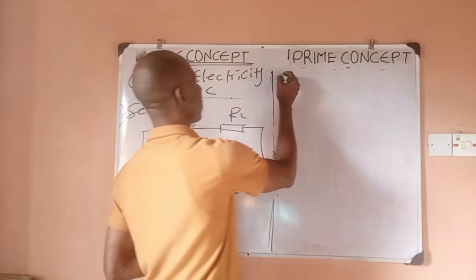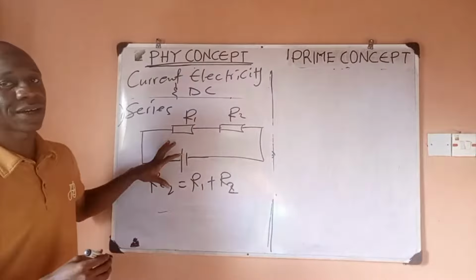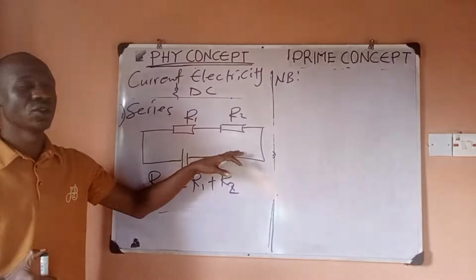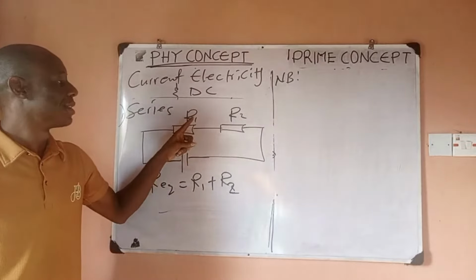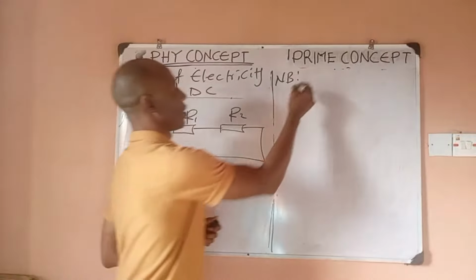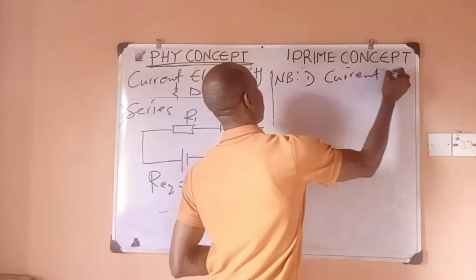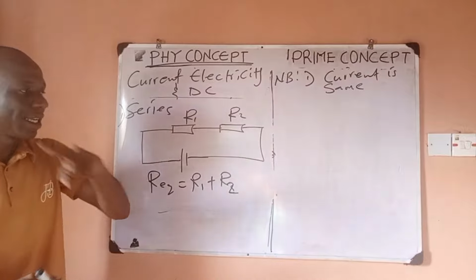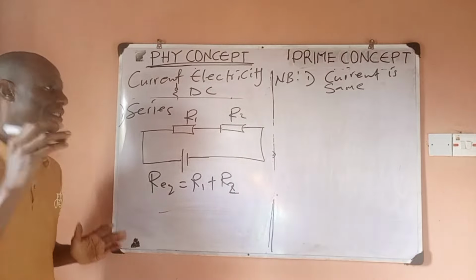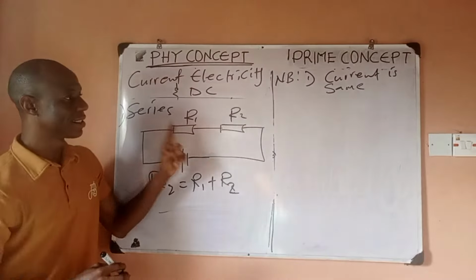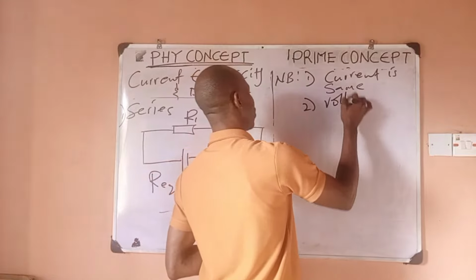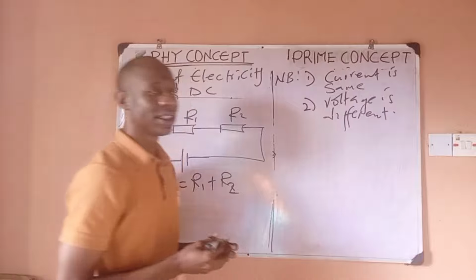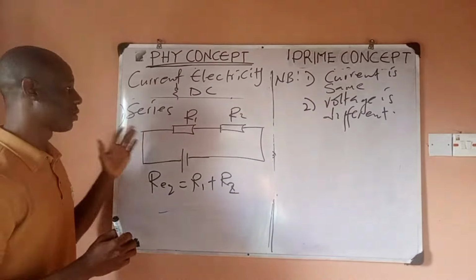Before we talk about parallel, we want to point out two things here. What are the 2 points you should note? When resistors are in series, number one, current is the same. So that is to say, current in R1 is the same current in R2. When resistors are in series, number two, voltage is different. So these are 2 important points you should note for resistor arrangement.